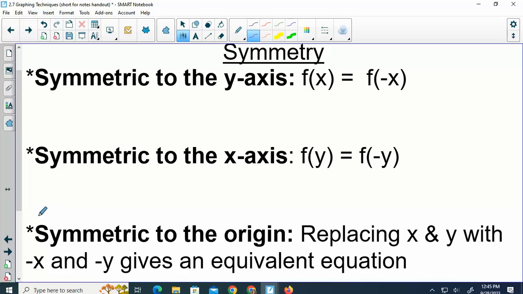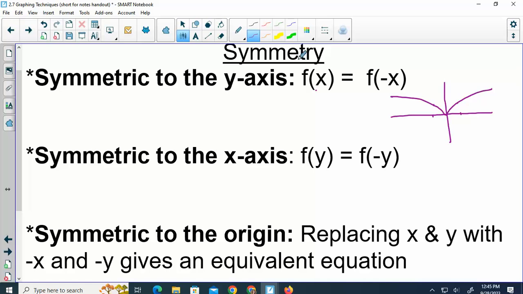So what this says, if a graph is symmetric to the y-axis, f of x equals f of negative x. So it might mean I have some sort of graph. And when I have an x value, this is what my graph looks like. And it's saying that's equal to the exact same thing when my x's are negative. So my y values are the same even when the x is negative. So what it's giving me is a mirror image over here. The y value is the same whether x is positive or negative.